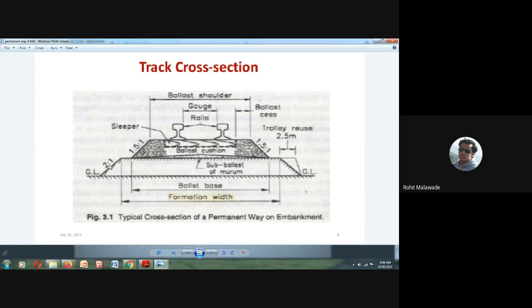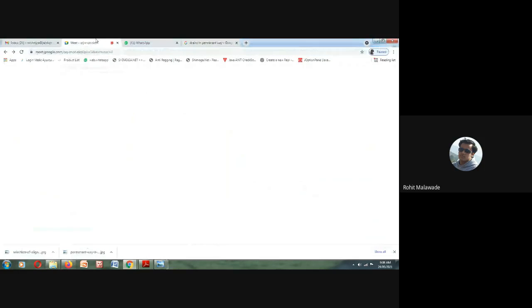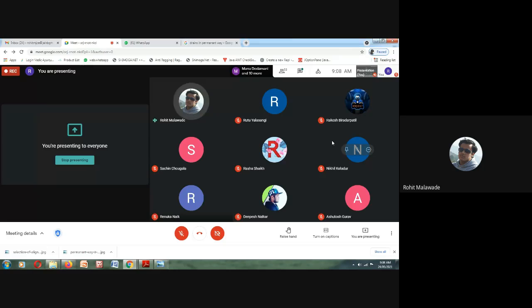And the slope is also dependent upon the height. If we have a height of around 4.5 meters, we will use a slope of 1.5 to 1. If the height goes beyond 4.5 meters, we will increase the slope to 2 to 1. So this is how we work regarding the stability of soil, or regarding the subgrade, and how we can increase the stability of a soil.